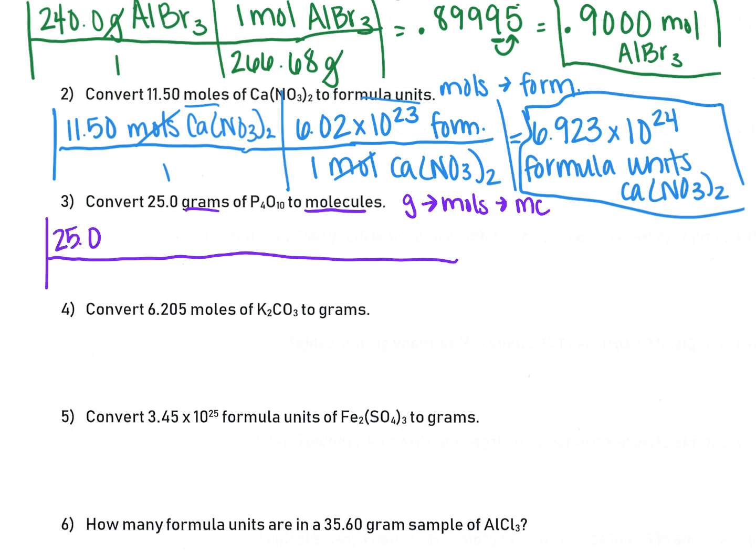All right, what number are you going to start with? 25.0, that's the only number given. How do you get from grams to moles? Divide by molar mass. How do you find the molar mass? On the periodic table. Good, you have to use the periodic table.